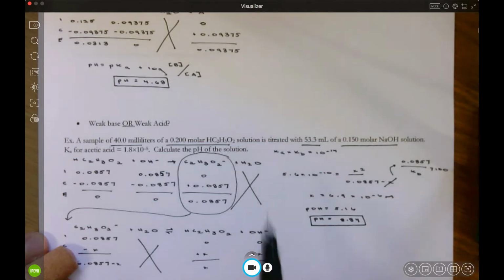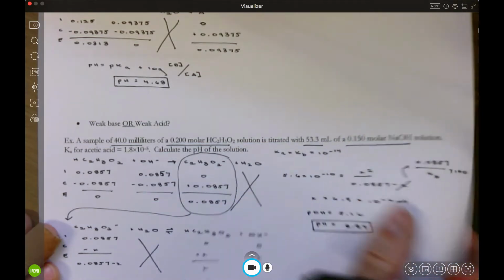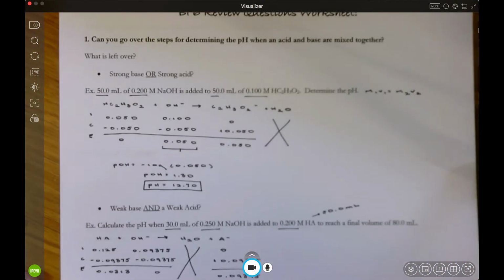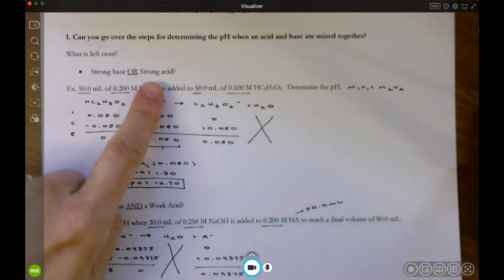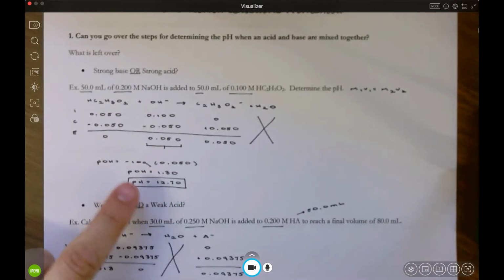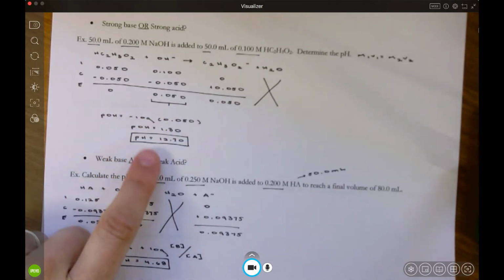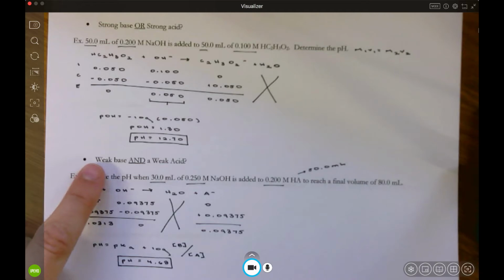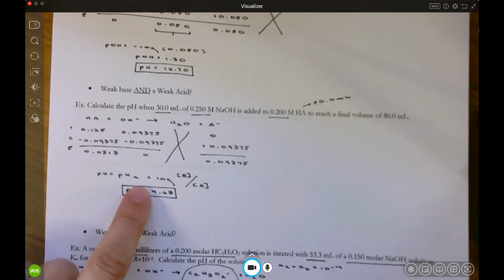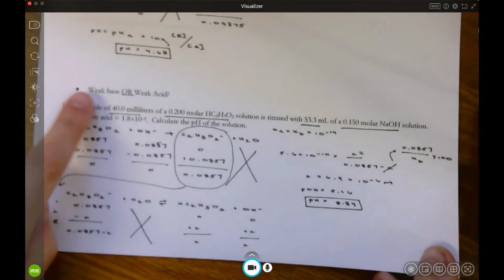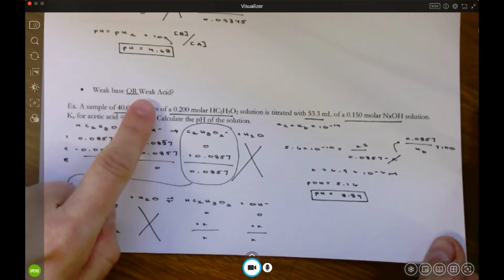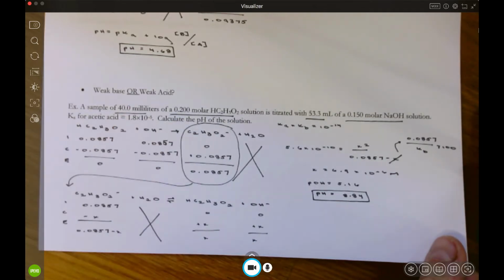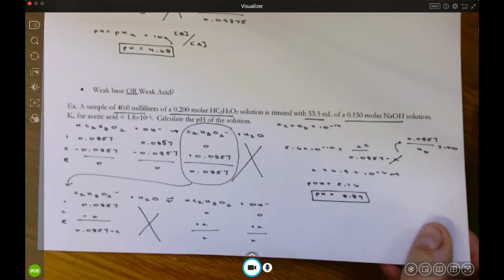Okay, so ultimately for all of these questions, guys, it is a matter of what is left over and figuring that out by using an ICE chart. If you have a strong base or a strong acid left over, you can just easily plug in the concentration that's left over to figure out pH. If you have weak base and weak acid left over, like we did with this one, then you use Henderson-Hasselbalch. If you have a weak base left over, you're going to have to do a second ICE chart. If you had a weak acid left over, you would do a weak acid dissociation reaction and figure out your pH.